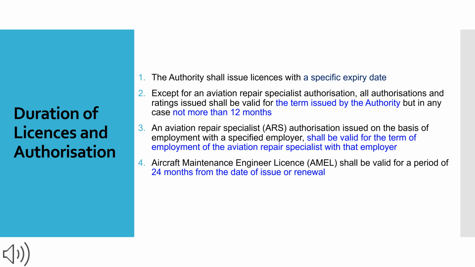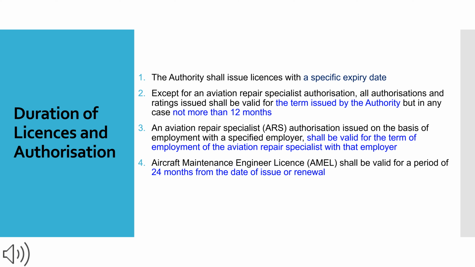Duration of licenses and authorization. The authority shall issue licenses with a specific expiry date. Except for an aviation repair specialist authorization, all authorizations and ratings issued shall be valid for the term issued by the authority, but in any case shall not be more than 12 months.